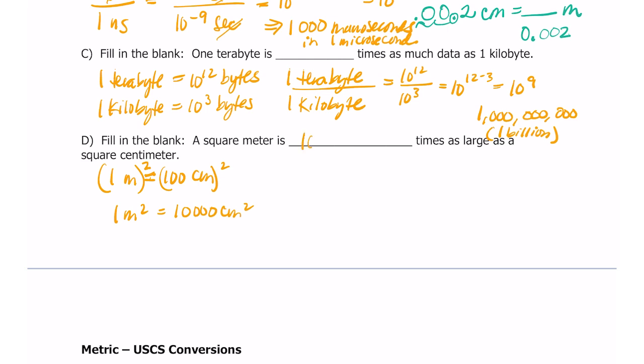So 1 square meter is equal to 10,000 square centimeters. So a square meter is 10,000 times as large as a square centimeter.